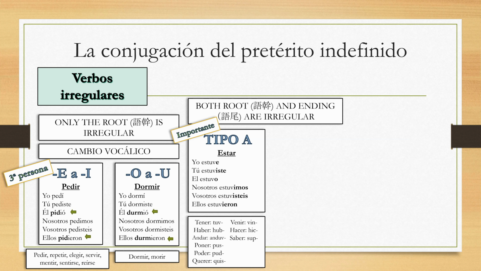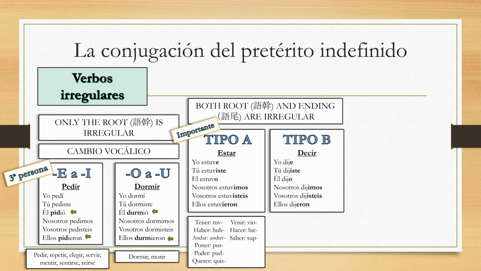The second group for this is tipo B. Verbo decir, which is the main verb that we are going to be using for tipo B, becomes yo dije. Tú dijiste, él dijo, dijimos, dijisteis, dijeron. As you can see, the conjugation is very similar to tipo A, but the third person plural is different.